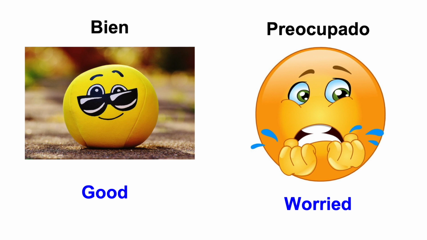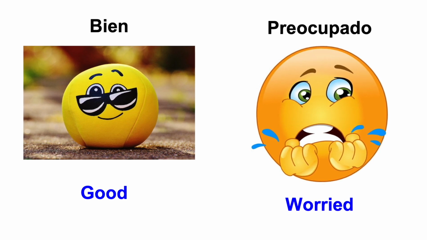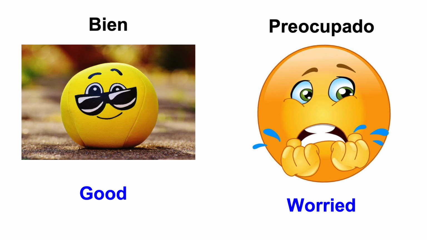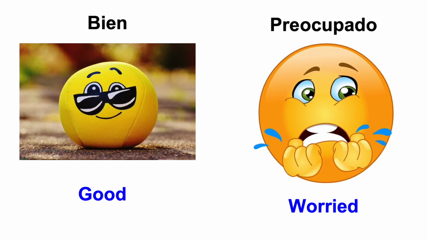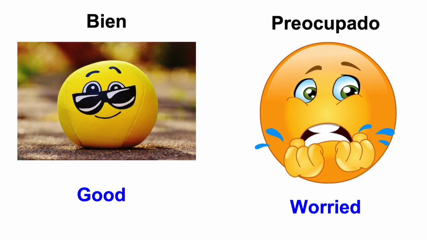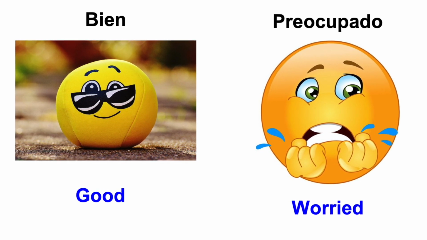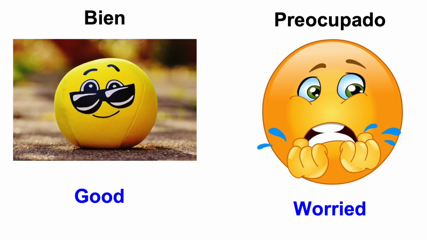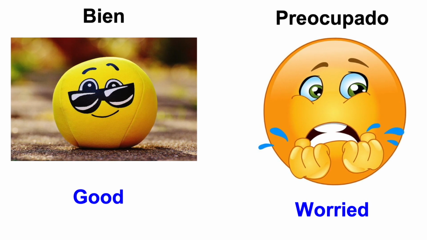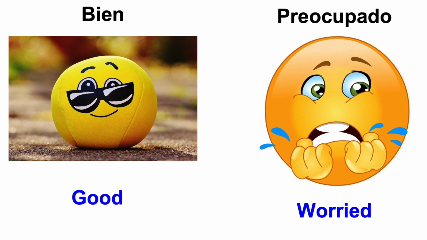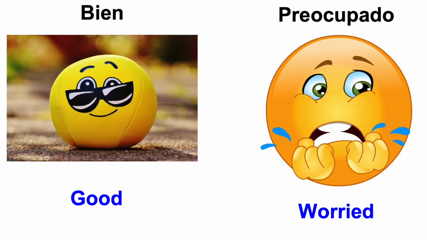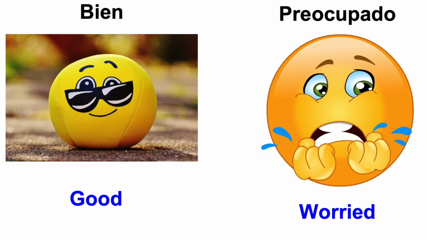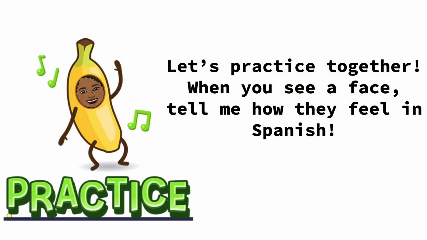Now we have two more. So if you're all good to go, you're cool, you're feeling good, you can simply say bien. Estoy bien, because you're a-okay. Then if you're worried, maybe something is going on, you've got a big test, you're preocupado. Repeat, preocupado. You're worried about something. So now, let's practice together. So when you see the following faces, I want you to tell me, how do they feel in Spanish?